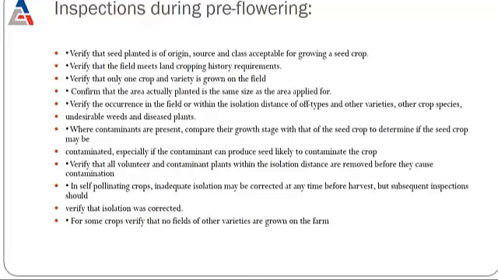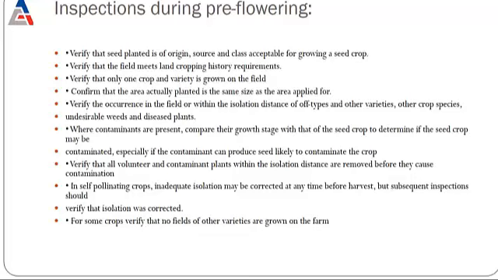Inspection during pre-flowering. In pre-flowering, verify that the seed planted is of origin, source, and class acceptable for growing a seed crop. Means the seed should be original. This should not be fake. And verify that the field meets land crop use requirements. Means whatever seed you are growing on the land, that land should be suitable for that. Otherwise, your seed will not grow properly.